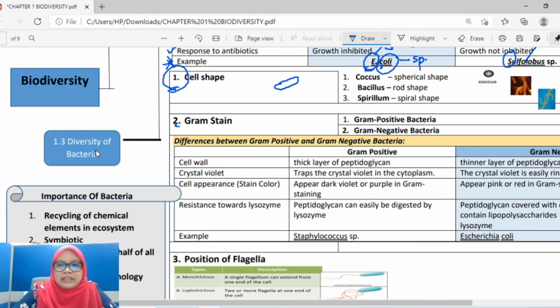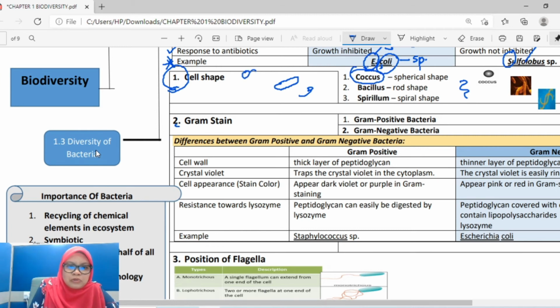And then kita ada spirillum. So dia bentuk spiral. So sebenarnya ada lagi jenis vibro. Okay, tapi kita fokus kepada 3 ini. And actually this can arrange for coccus especially. Dia ada dia punya arrangement.